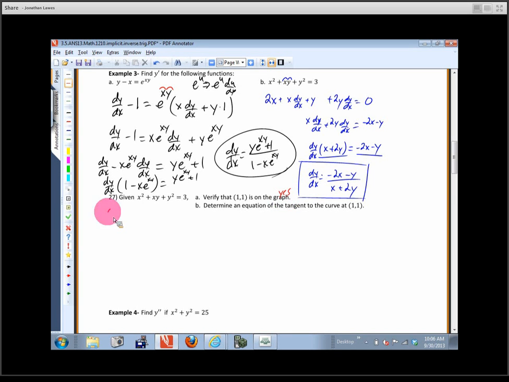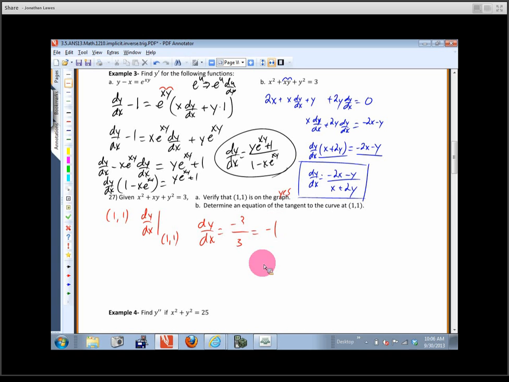So we need a point, which we already verified is on the curve, and we need a slope. So we're going to need to evaluate dy/dx at (1, 1). We're going to take this right here and plug in a 1 wherever there's an x and a 1 wherever there's a y. So I'm going to have a negative 3 on the top and a 3 on the bottom. So that means the slope is negative 1.